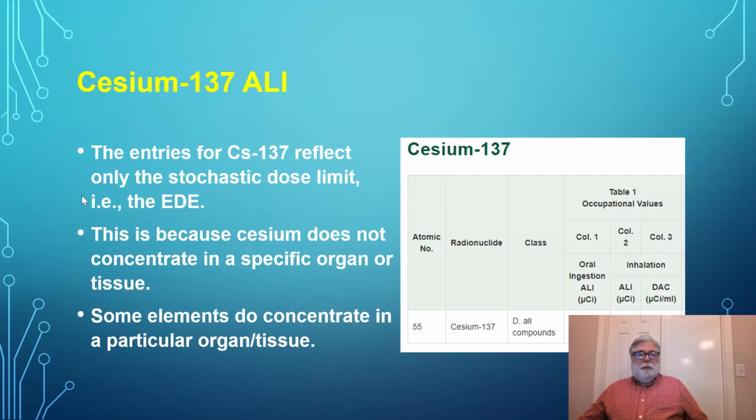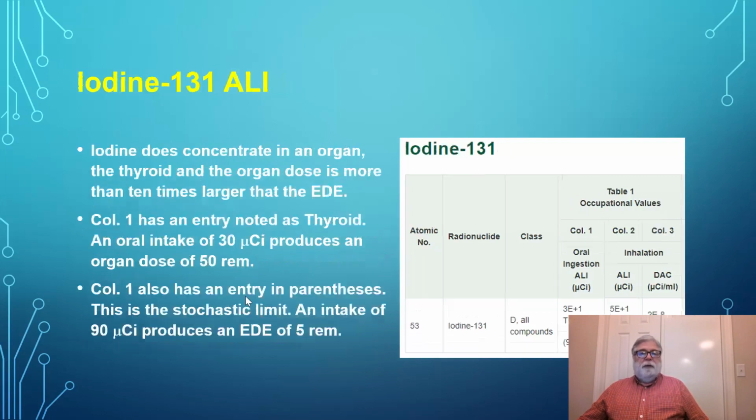Now notice that the cesium-137 entries reflect only stochastic limits. And there are ways to see this. Cesium is a salt. It's like sodium. It distributes throughout the entire body. It doesn't concentrate in a particular organ or tissue. But that's not true of all elements. Some elements do concentrate in a particular organ or tissue. And so iodine-131 is one example of one that concentrates. It does concentrate in the thyroid.